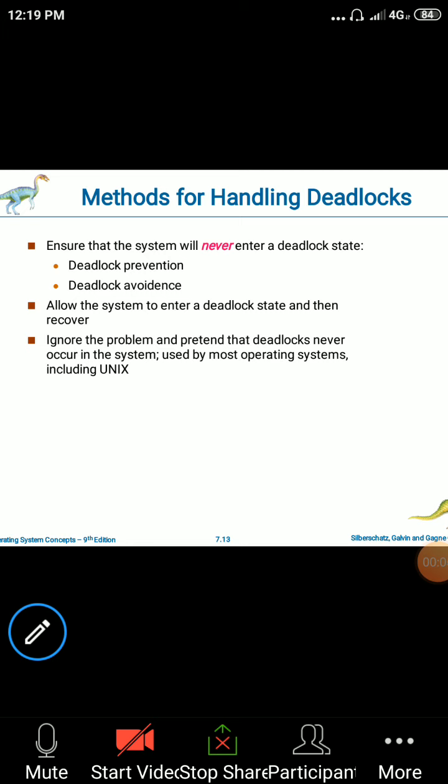Good afternoon, everybody. In the last class, we discussed the resource allocation graph, and how, by using a resource allocation graph, we can detect deadlock, right? And also, I mentioned some of the methods for handling deadlocks. So here we can follow three methods for handling deadlock.